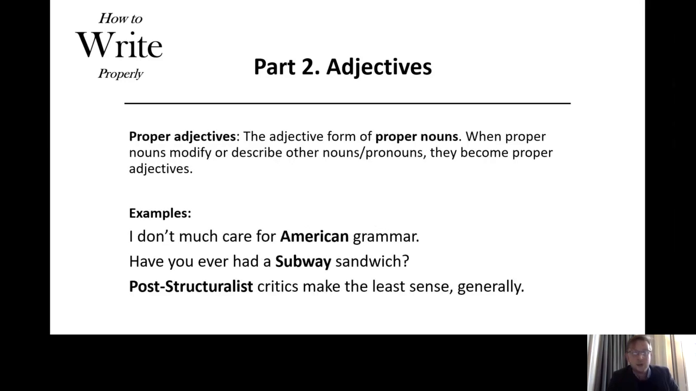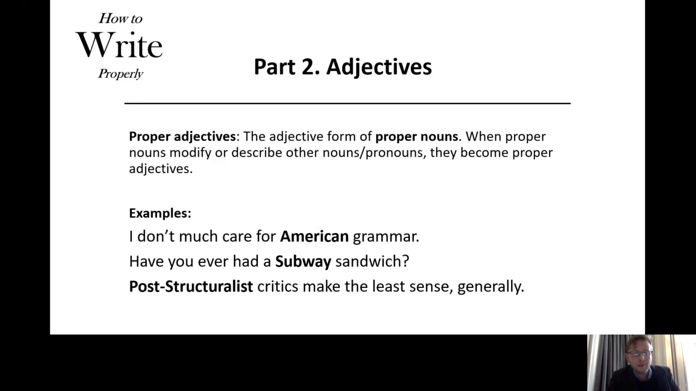Now you can also get proper adjectives, and this comes back to the idea of nouns again, which, as I say, we'll explore more in tomorrow's lesson. But it's the adjective form of proper nouns.